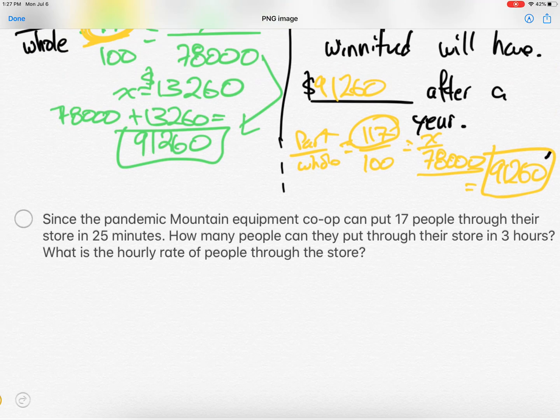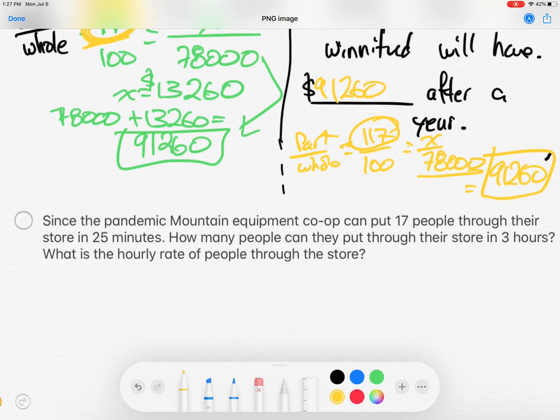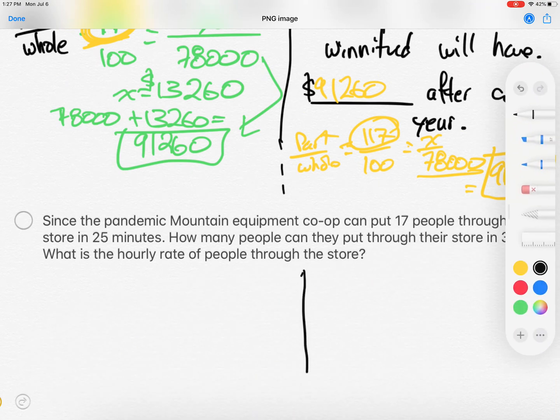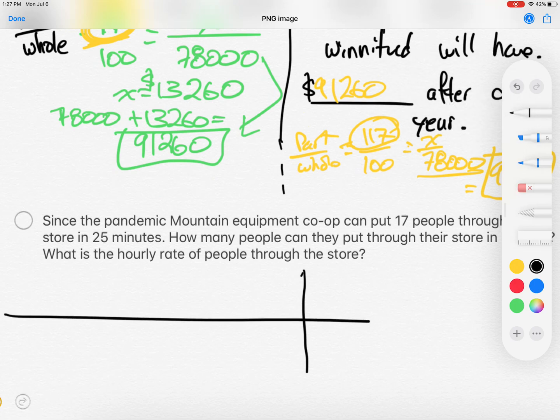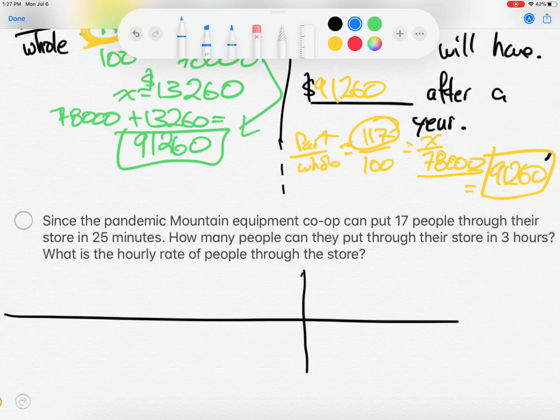Last one. Okay. This is one that's very similar to one of the ones in your assignments. So I'm going to split this up, give ourselves a little bit more room, and let's go. So, since the pandemic, Mountain Equipment Co-op, we'll put that up there, can put 17 people through their store in 25 minutes. How many people can they put through their stores in 3 hours? What is the hourly rate of people through the store? So let's go through it.